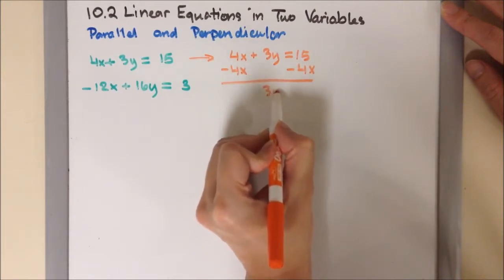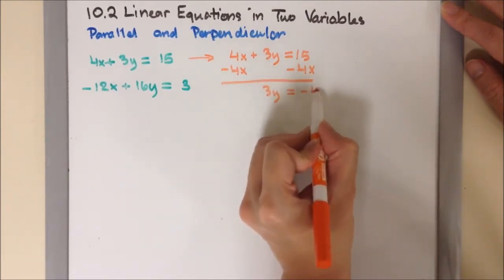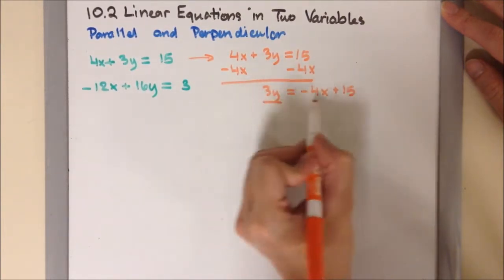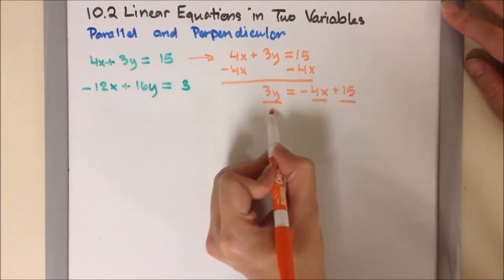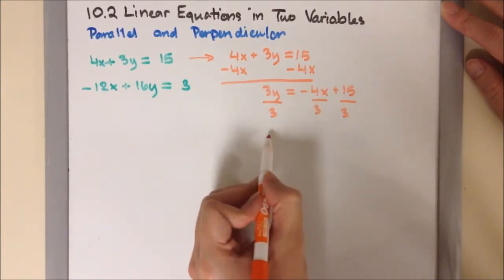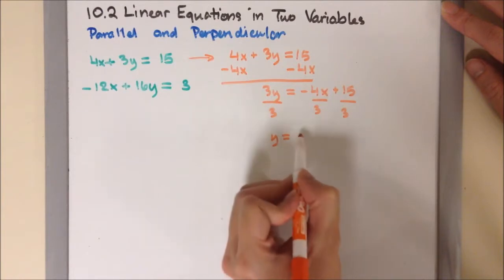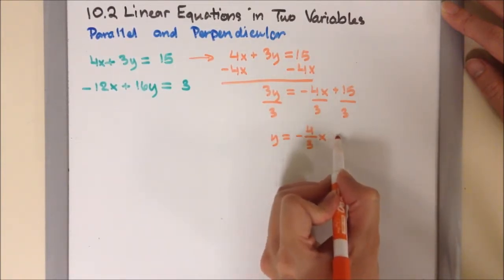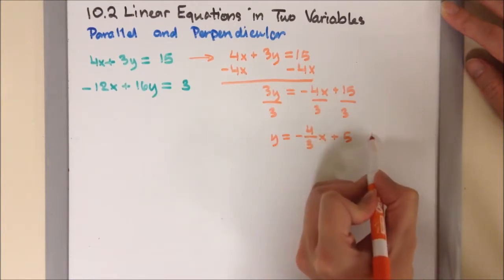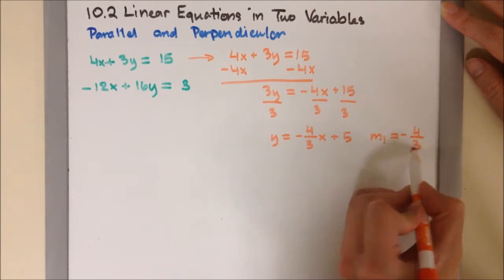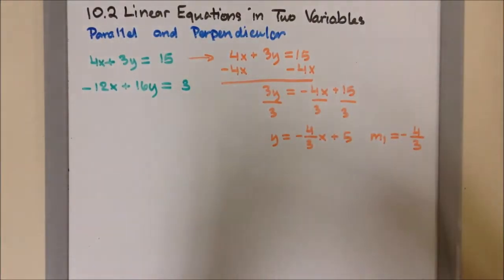So I'm going to get 3y equal -4x plus 15. Divide both sides by 3. So here I'm going to get y equal -4/3 x plus 5. M sub 1 will be -4/3. Alright, so let's take a look at the second equation.